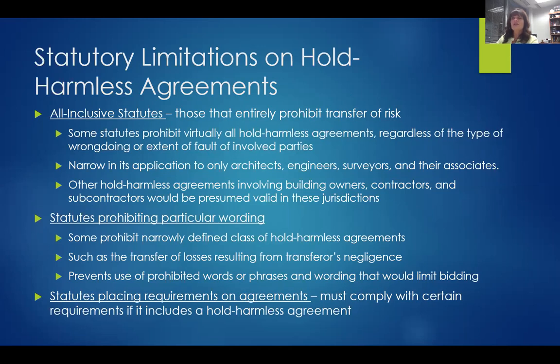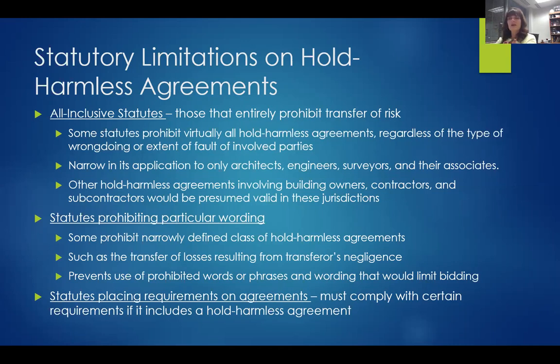Very narrow in its application, it typically only applies to architects, engineers, surveyors, and any of their associates that are involved. Any other hold harmless involving business owners or contractors, any subs, would typically be presumed to be valid. So this all-inclusive is very strict to a certain subset of contractors or parties. A secondary type of statute would be statutes that prohibit particular wording. Some statutes prohibit anything that narrowly defines a class of hold harmless agreement, such as transfer of losses resulting from the person transferring their own negligence.